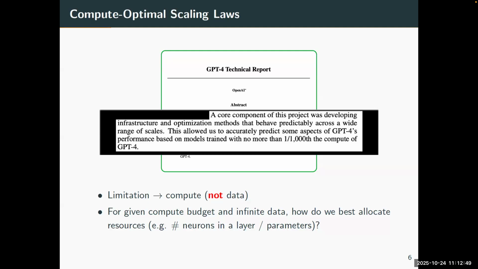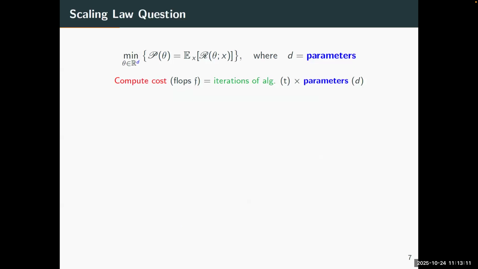So this brings up an interesting question, which is that for a given compute budget, and you have an infinite amount of data, how do you best allocate your resources? How should you choose your architecture? How should you choose your number of parameters so that you're not wasteful in compute? Okay. So let me just formalize this as an actual math problem. You can write this down. So here you go, I'm minimizing some loss function. I'm going to let D be the space over which I'm minimizing, the number of parameters.